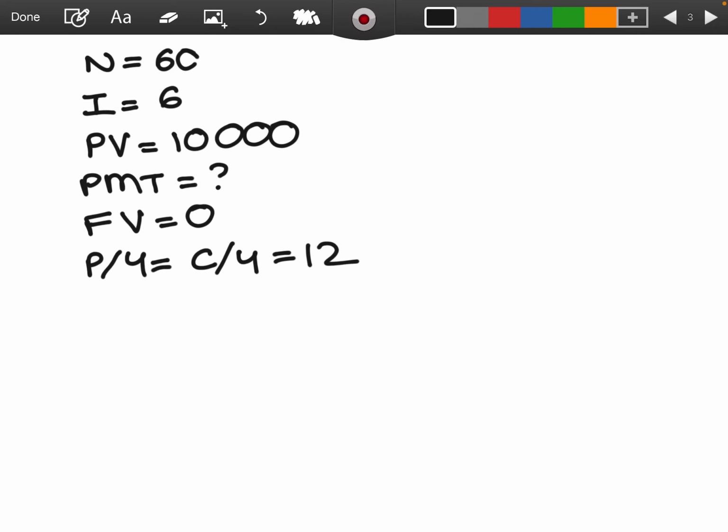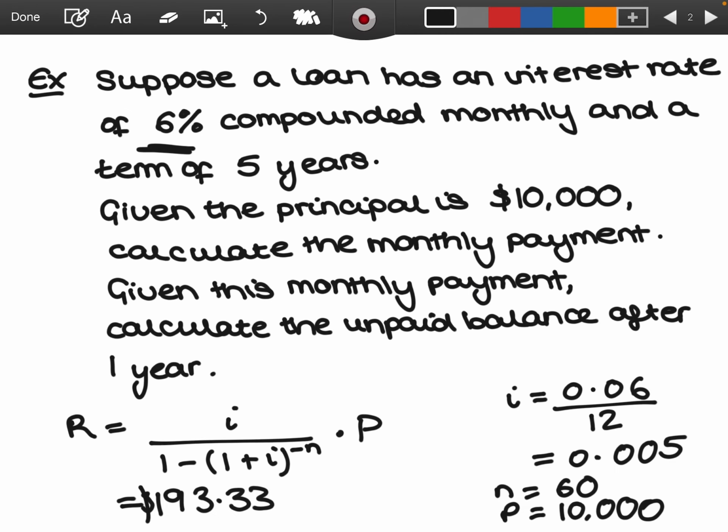And then all you do is go to the alpha button and enter. That will solve for the payment for you. So just highlight the payment value and click alpha and enter. And that should give you negative 193.33. That's how much you owe the bank every month, which coincides exactly with what we got from our payment formula here.